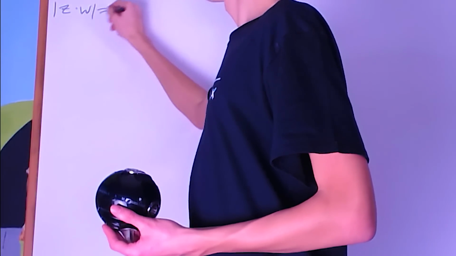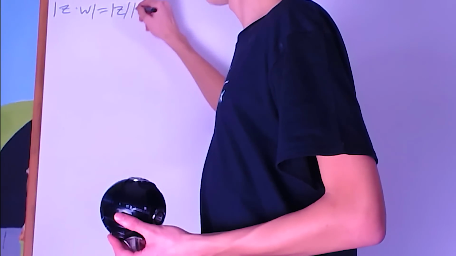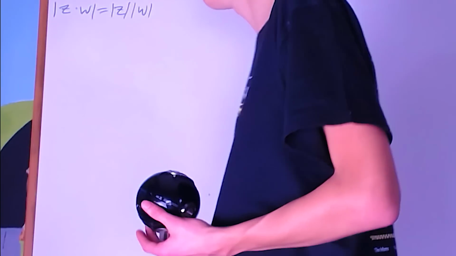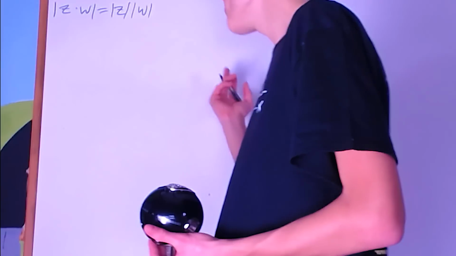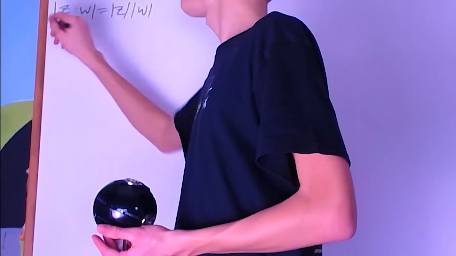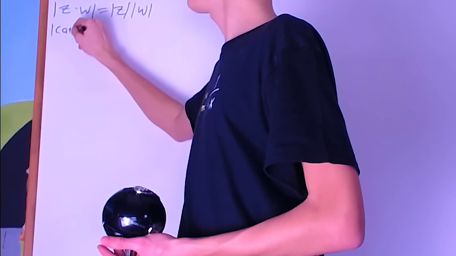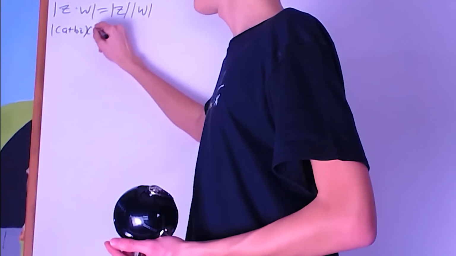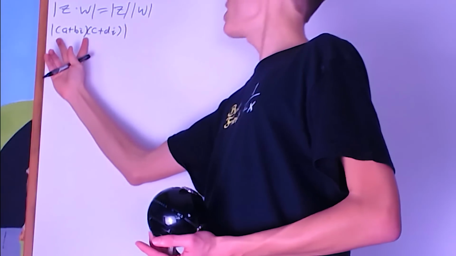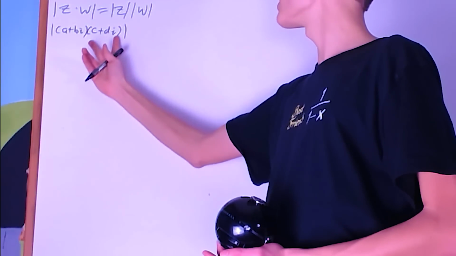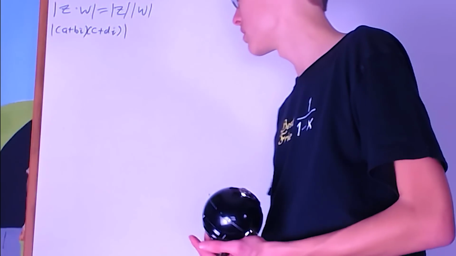Alright, the fact I was going to prove about the magnitude is that the magnitude of z times w is the magnitude of z times the magnitude of w for any two complex numbers z and w. Alright, let's go ahead and prove it from the definition. So we have the magnitude of a plus bi times c plus di. So a plus bi is z here, and c plus di is w here.